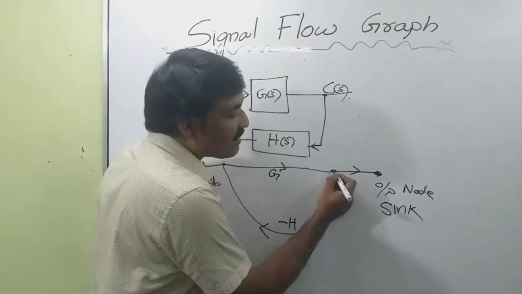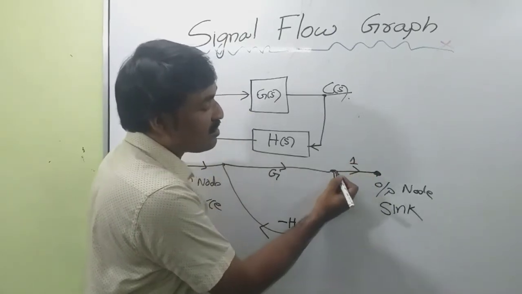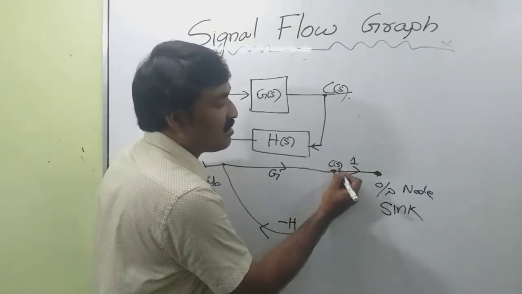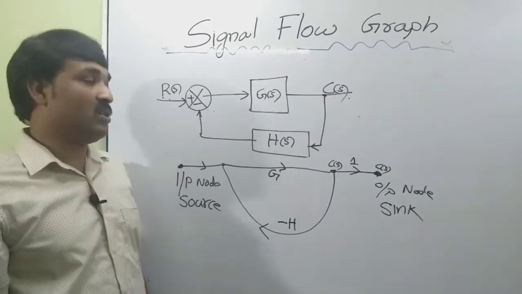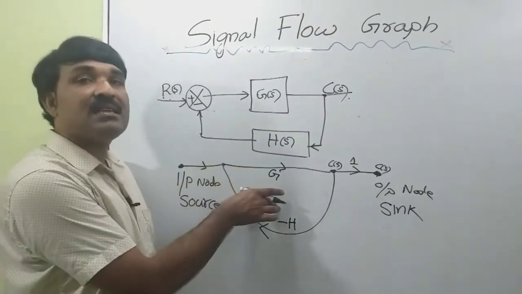Branch connecting this node and this node. Suppose the gain of this branch is 1. So this point also will represent the output C of s. So both points will represent C of s. Now we want to find the overall transfer function from this figure.